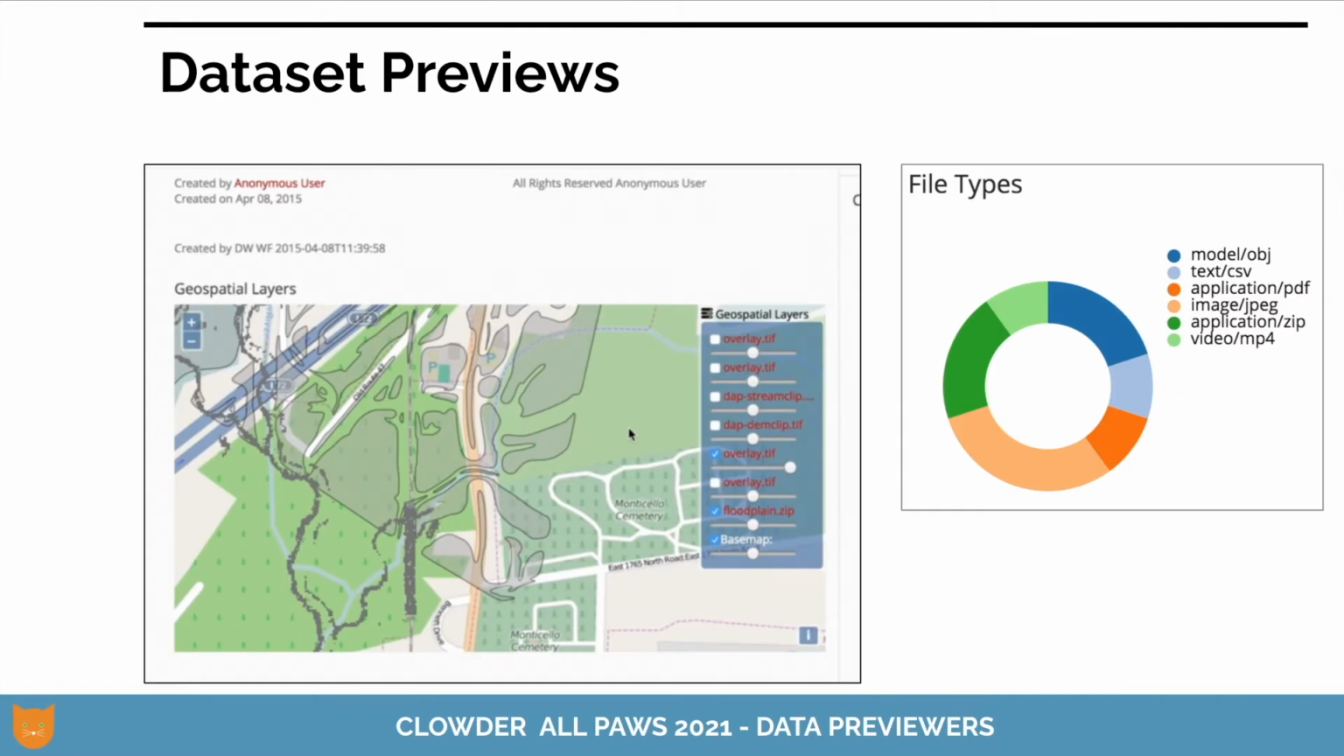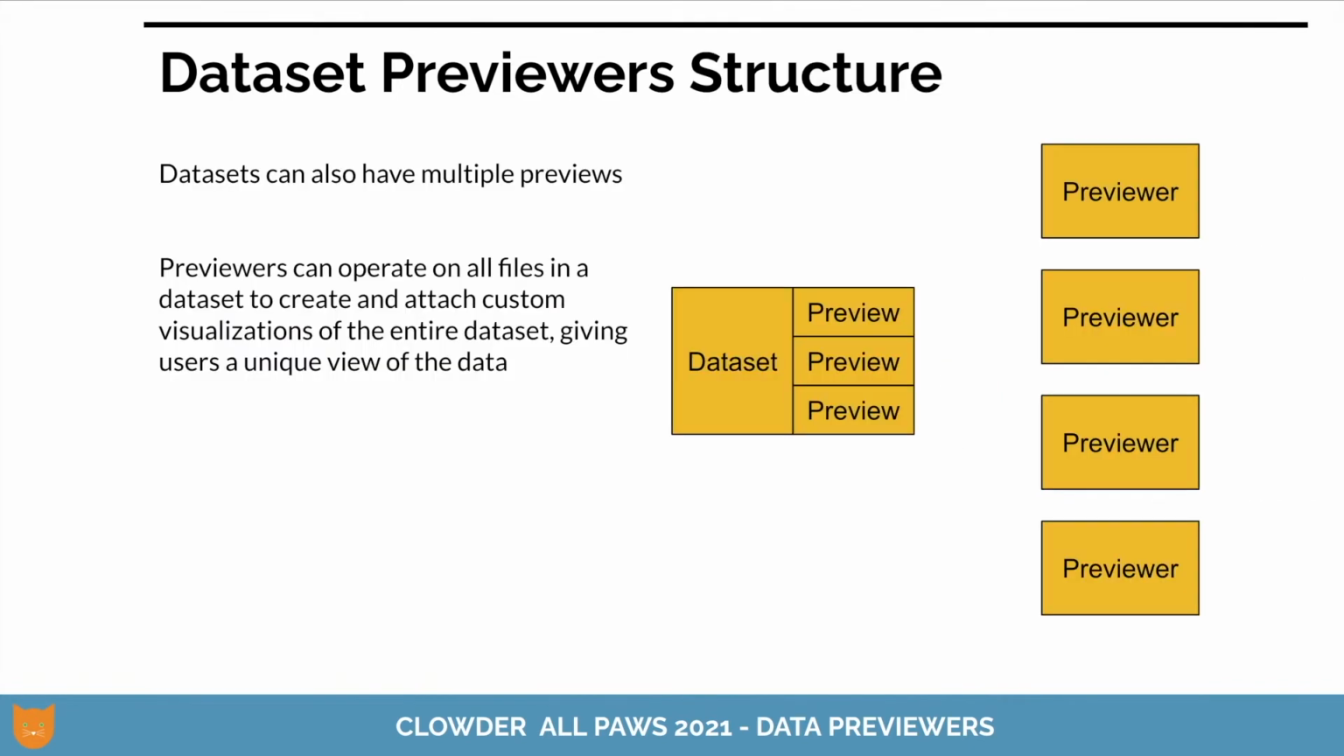Here's another example of a geospatial extractor that works on an entire dataset, where each file is a separate layer. This previewer will overlay all the layers on top of each other and give sliders for adjusting the transparency of the individual layers. This way, we can give the user a full view of the different geospatial layers in the dataset. Another dataset previewer, on the right, will look at all the files in the dataset and create a donut chart that shows the distribution of the different file types that are present. As you can see, datasets can have previews as well.